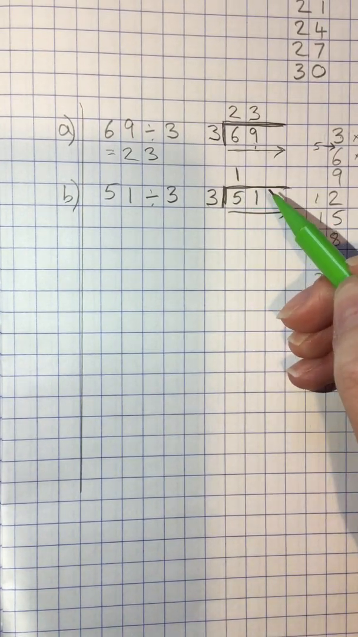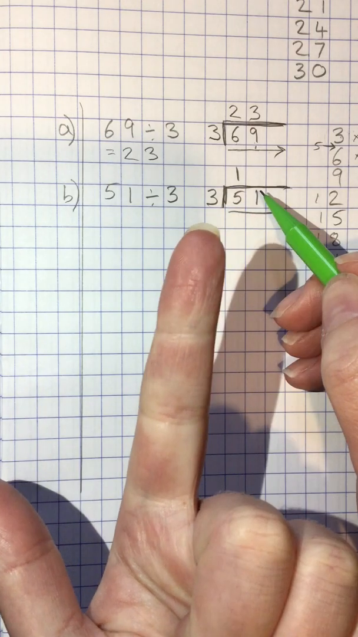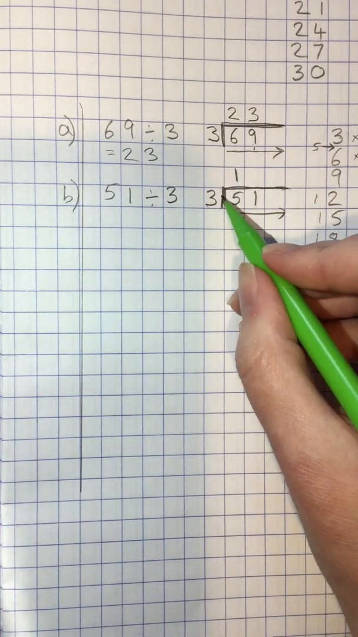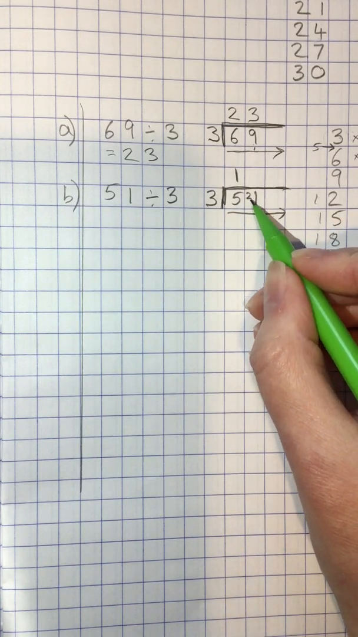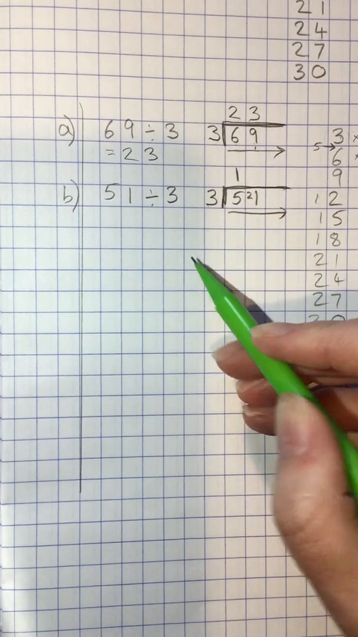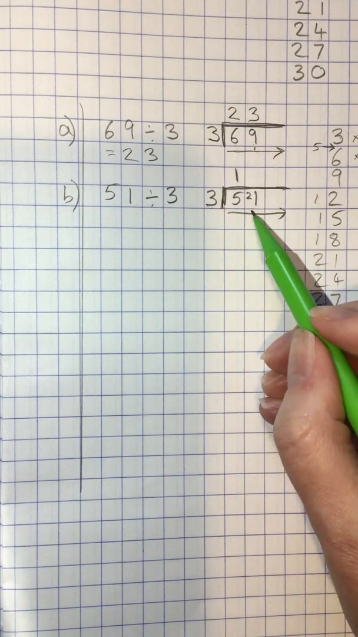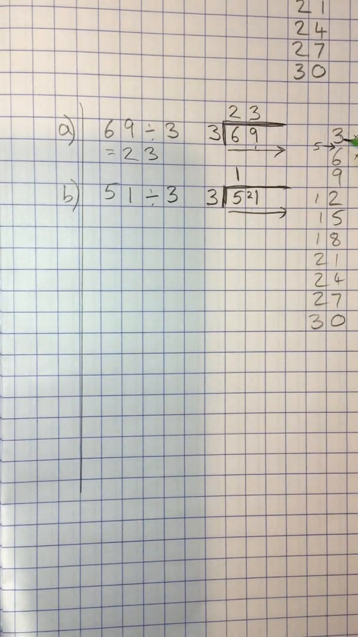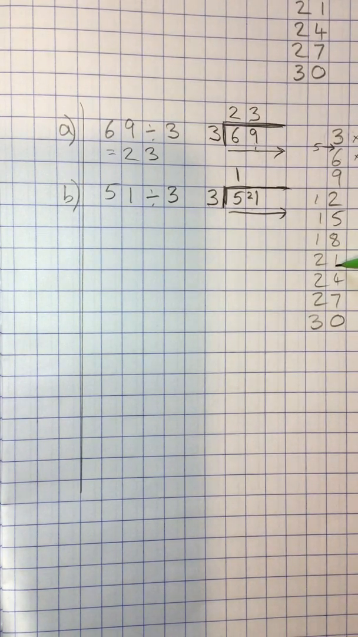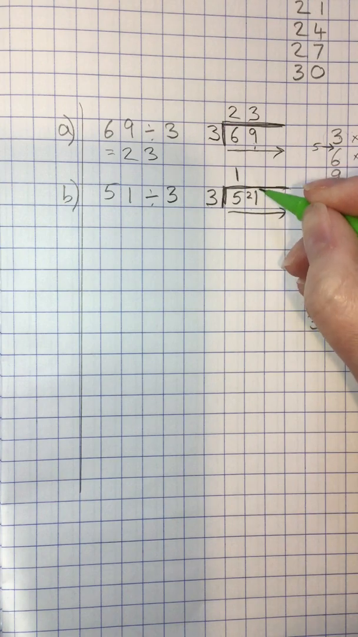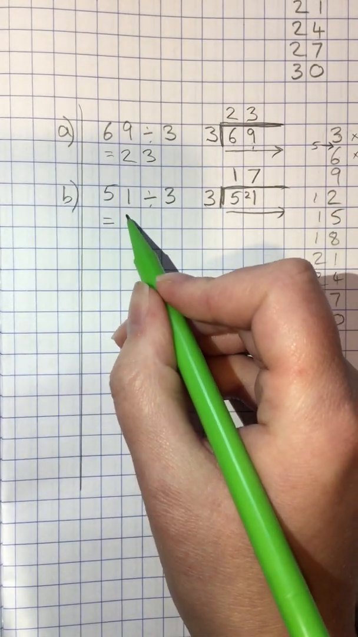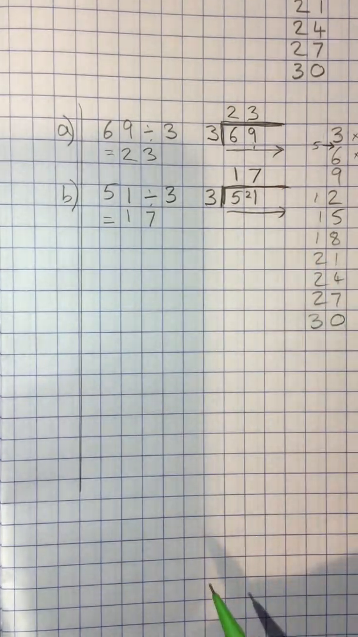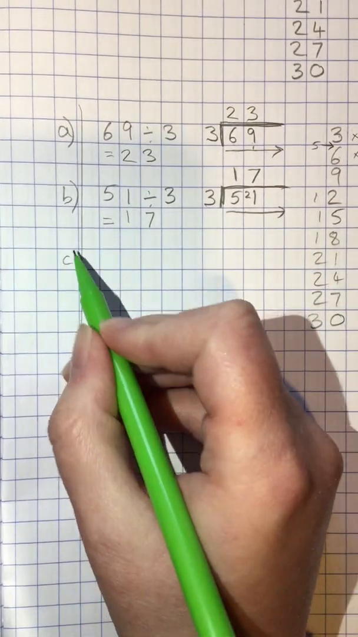And if I think about it, 3, 4, 5, there are 2 left over. So I take the 2 that's left and I put them next to my units to make the number 21. Now I ask myself, how many 3s go into 21? 1, 2, 3, 4, 5, 6, 7 3s go into 21. So that goes above my units. 51 divided by 3 equals 17. Let's try another problem like that.